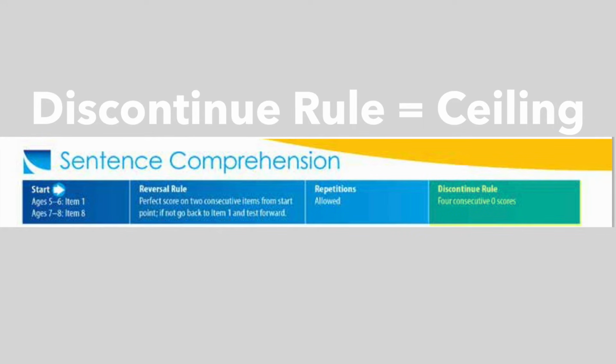Lastly, let's look at the discontinue rule, which would equal your ceiling. For the sentence comprehension, the discontinue rule is 4 consecutive 0 scores. That is to say, if your client is doing well and then suddenly he gets 4 questions in a row that are incorrect, that is when you would end this portion of the CELF.